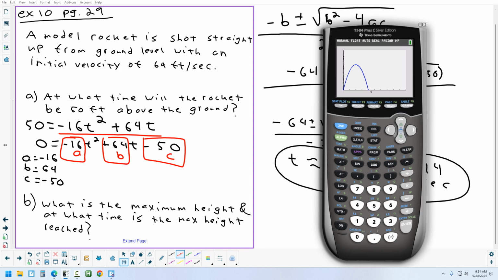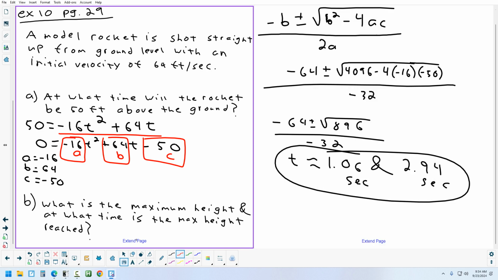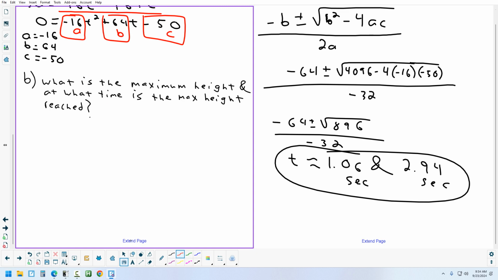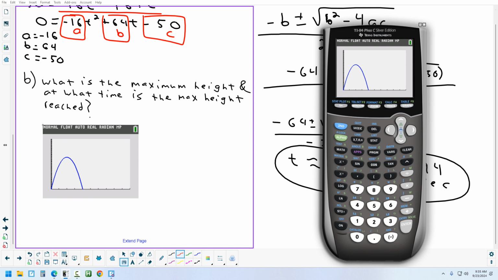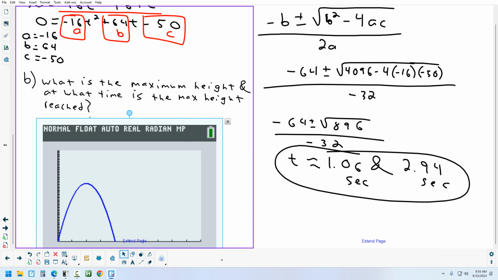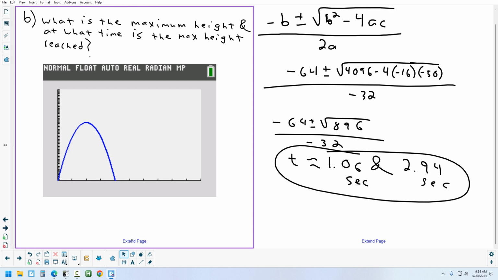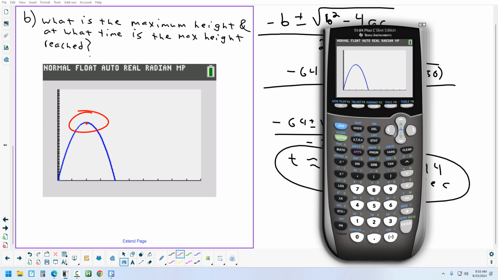Okay, so what is the maximum height? And when does it reach that height? Okay. What do you think I'm looking for in that graph to figure out the maximum height? Yeah, I'm looking for right here. I want to know the coordinate of that point, top of that parabola. Finding it by hand, we can do, but I'm going to show you how to just do it on the calculator. You're not responsible for doing it by hand.